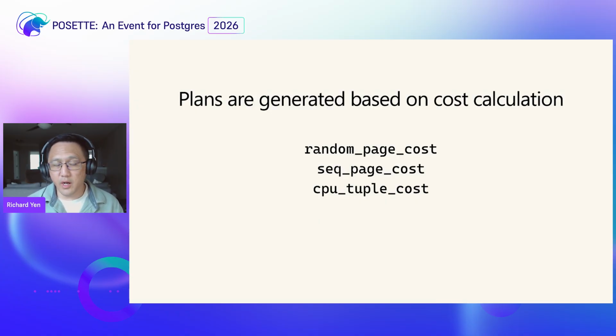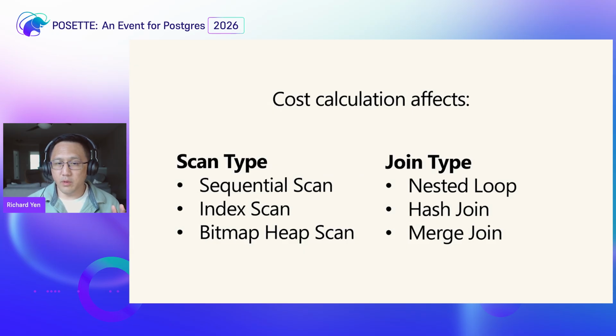So based on these costs, the calculation affects many different things for the query planner. It affects whether you choose a sequential scan, index scan, or bitmap heap scan. And when it comes to joining tables like the customers and orders tables, if you join those two, should I use a nested loop? Should I use a hash join or a merge join? All of these are calculated, and from those calculations, the query planner decides I'm going to pick the cheapest one and I'm going to execute it.